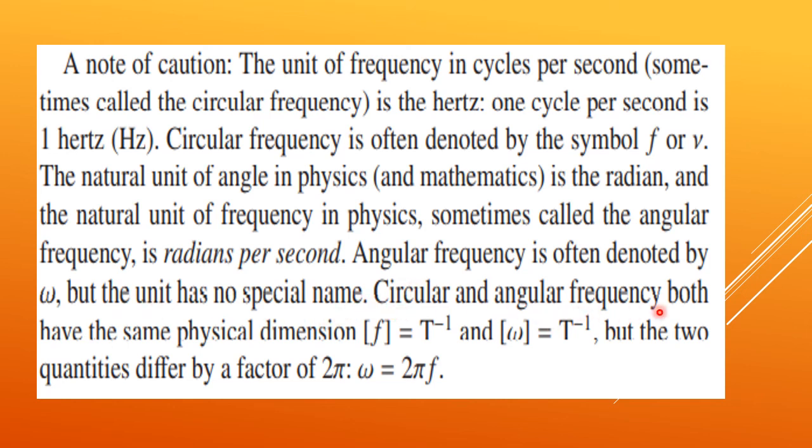Both the circular and angular frequency have the same physical dimension, T raised to the power -1. For both circular frequency, or simply frequency, and the angular frequency, the dimension is the same, but the two quantities differ by a factor 2 pi. That is, omega is equal to 2 pi times the circular frequency. The angular frequency is 2 pi times the circular frequency. So there is a difference between them, even though there is no difference between their dimensions.